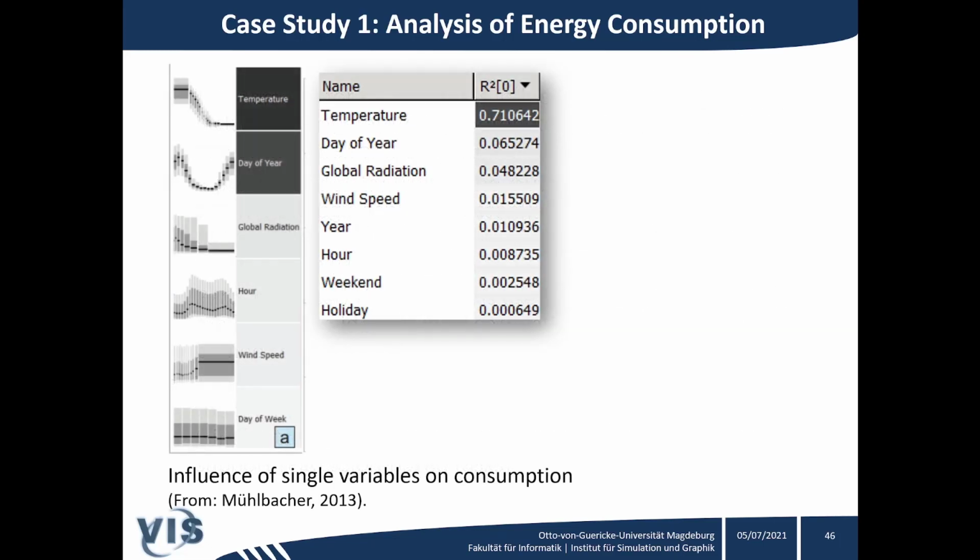Here you can see plots that show the influence of single variables on the energy consumption. They are ranked by the R² value. So the temperature has the highest influence. This is reasonable because probably more energy is needed in wintertime. And a similar aspect is encoded by the day of the year, where in summertime the energy consumption is lower than in the rest of the year.